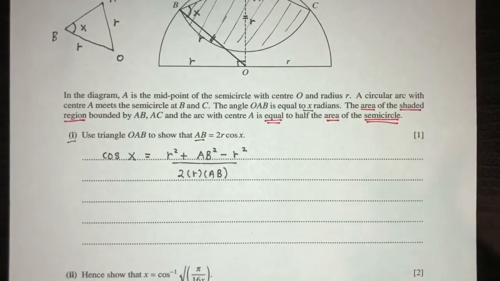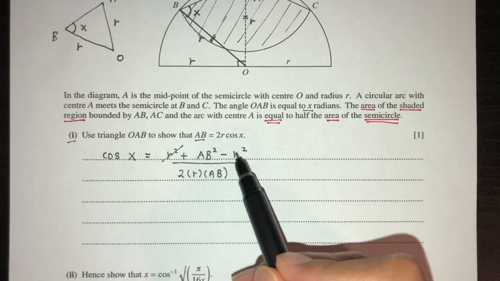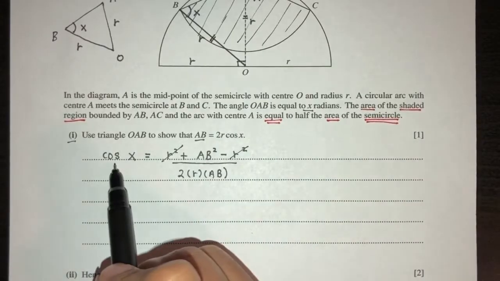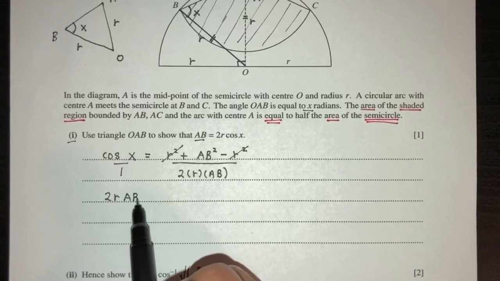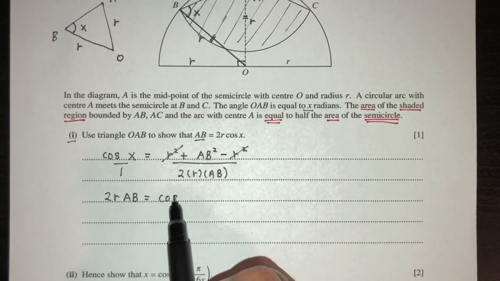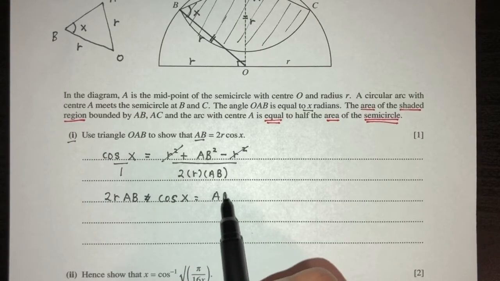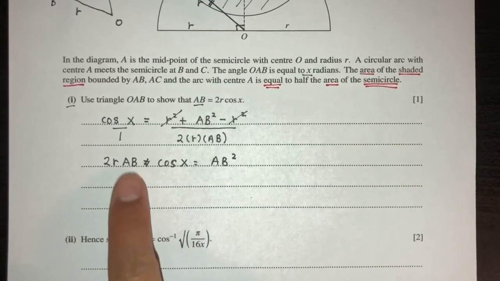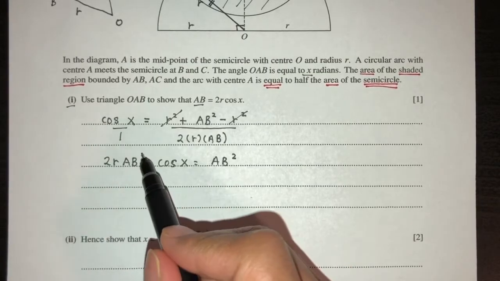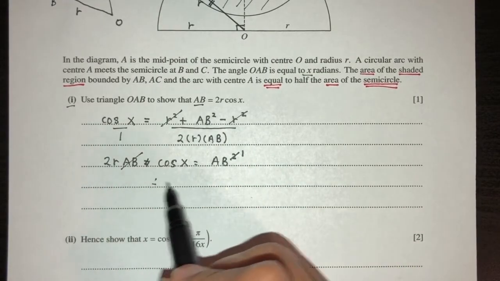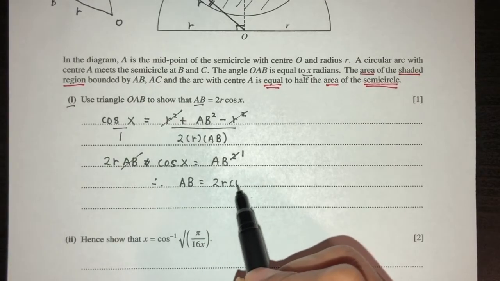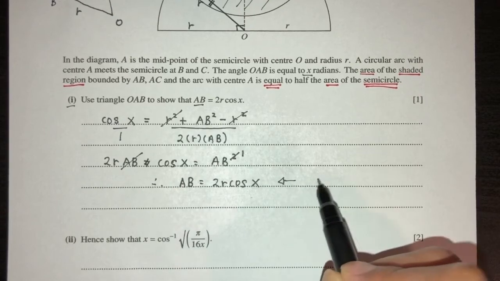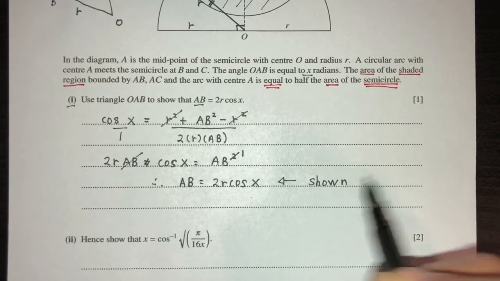Now let's simplify step by step. These two will cancel out, and we have to cross multiply, right? So you will have 2R AB cos x is equal to AB squared. Now here we have AB, here we have AB squared, we can cancel out. So finally, AB is equal to 2R cos x. This is shown as required. Okay, that is for part 1.